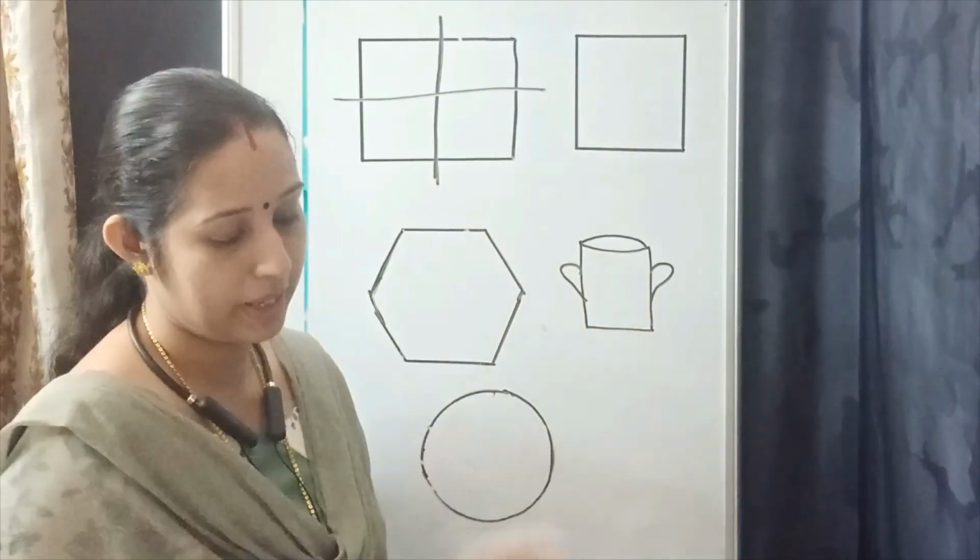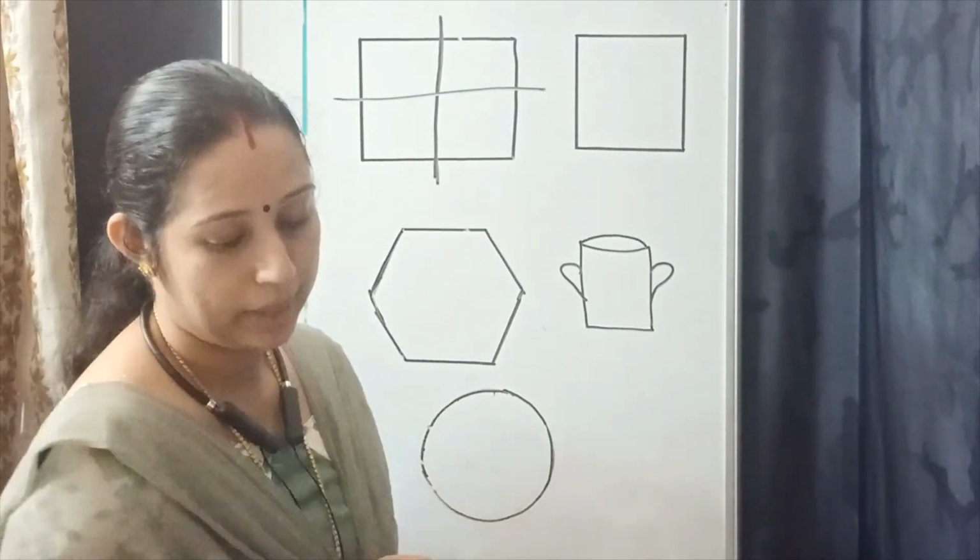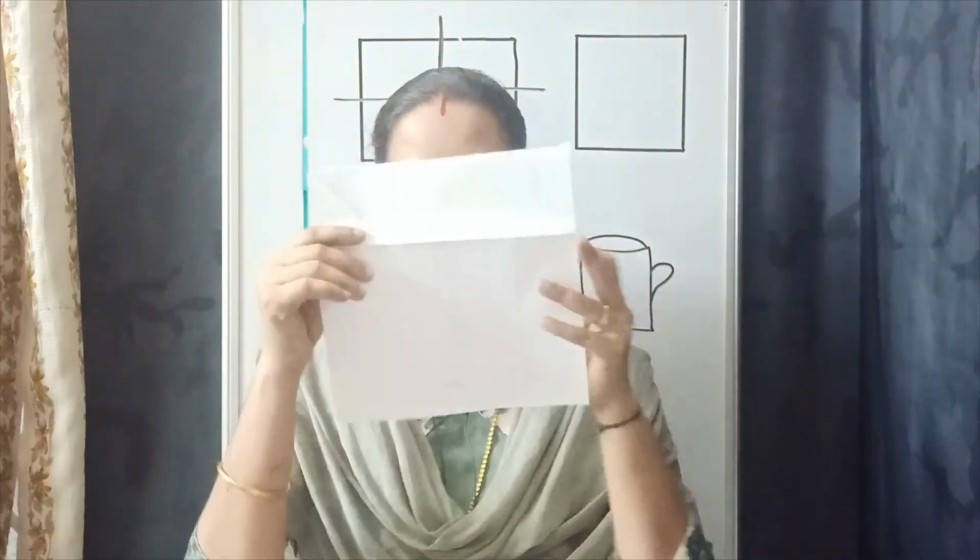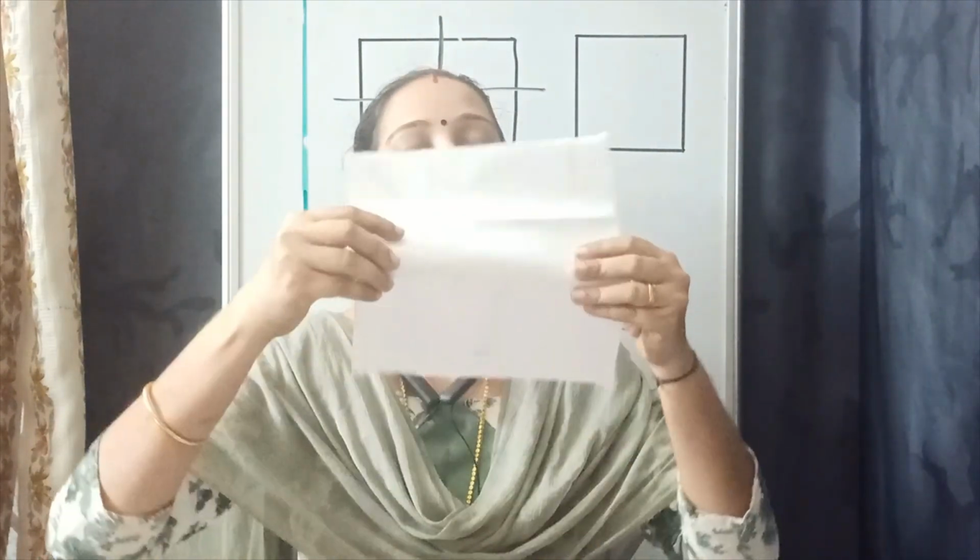Two lines of symmetry. Okay, now a square sheet of paper. Yes, a square sheet of paper. I divide the square this way.